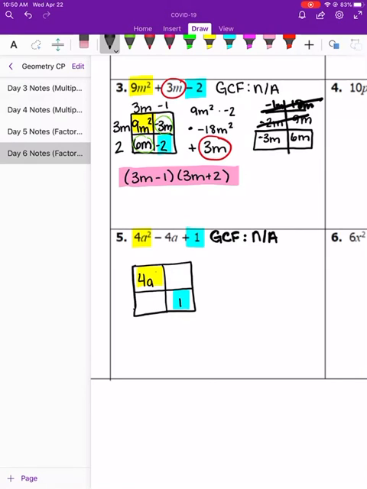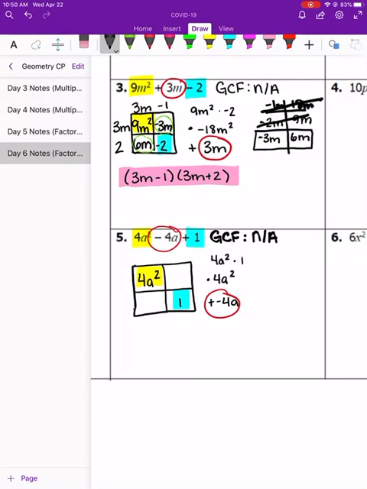So 1 and a 4a squared. So I'm multiplying 4a squared times 1. So I'm multiplying to get 4a squared, and I'm adding to get negative 4a. Okay? So again, I'm multiplying to a positive, but adding to a negative.